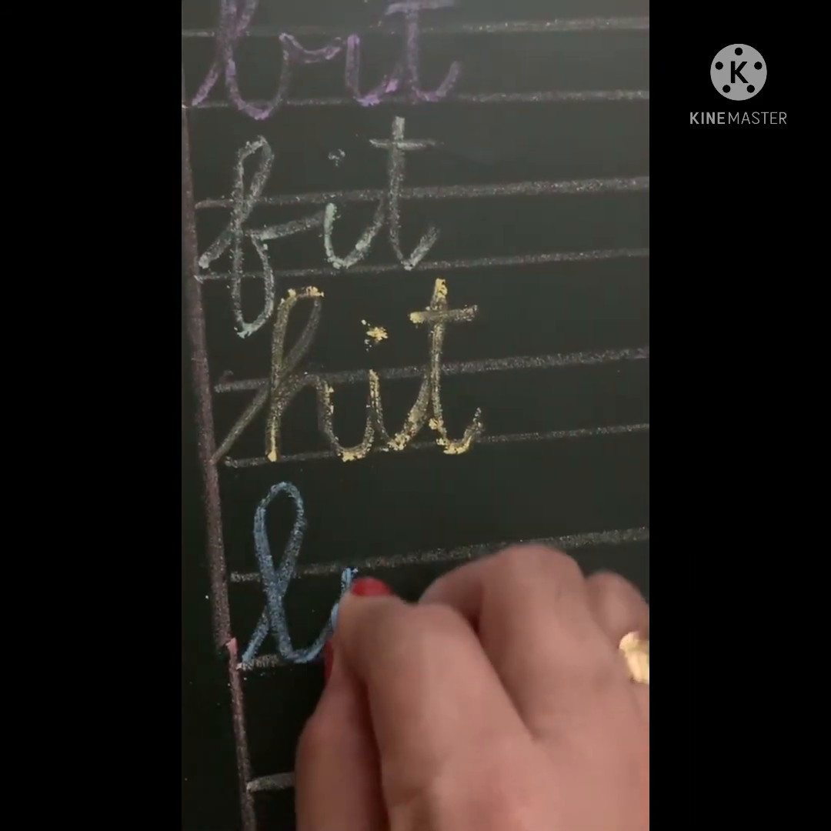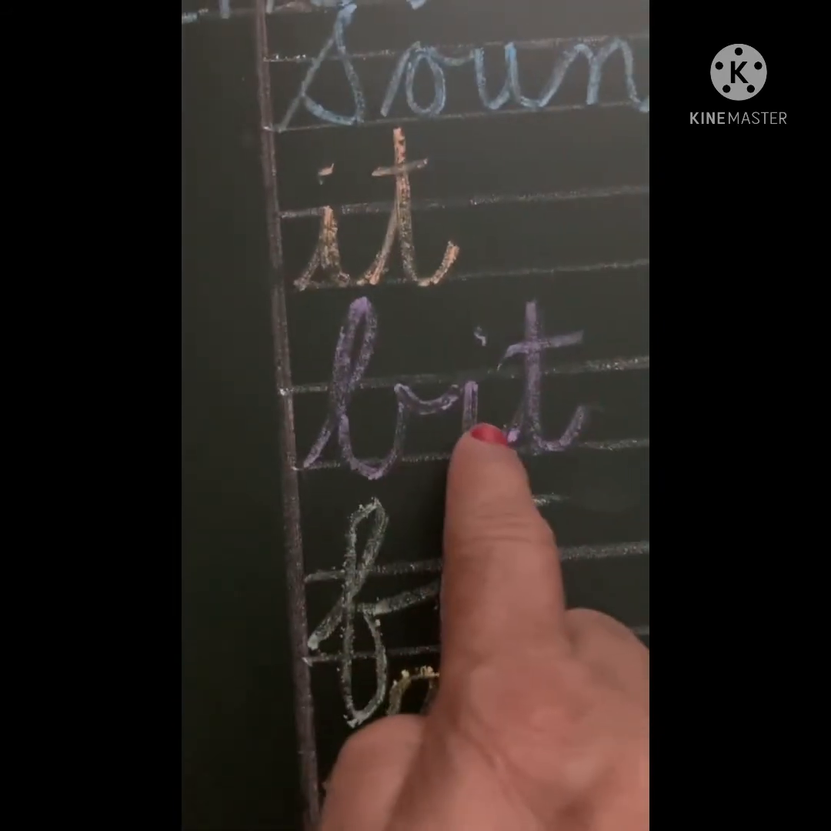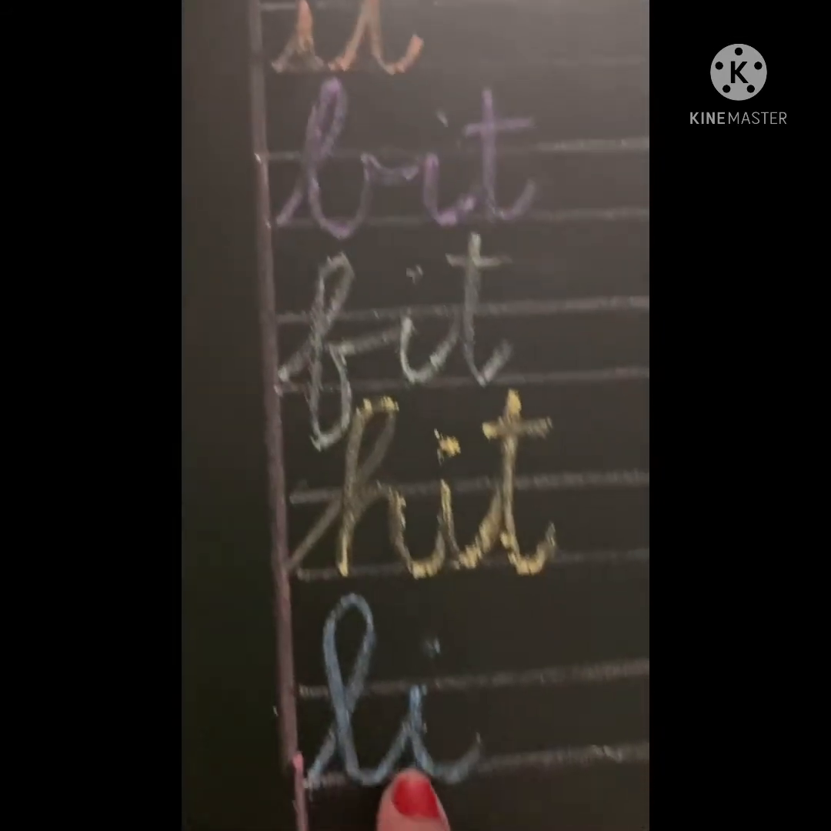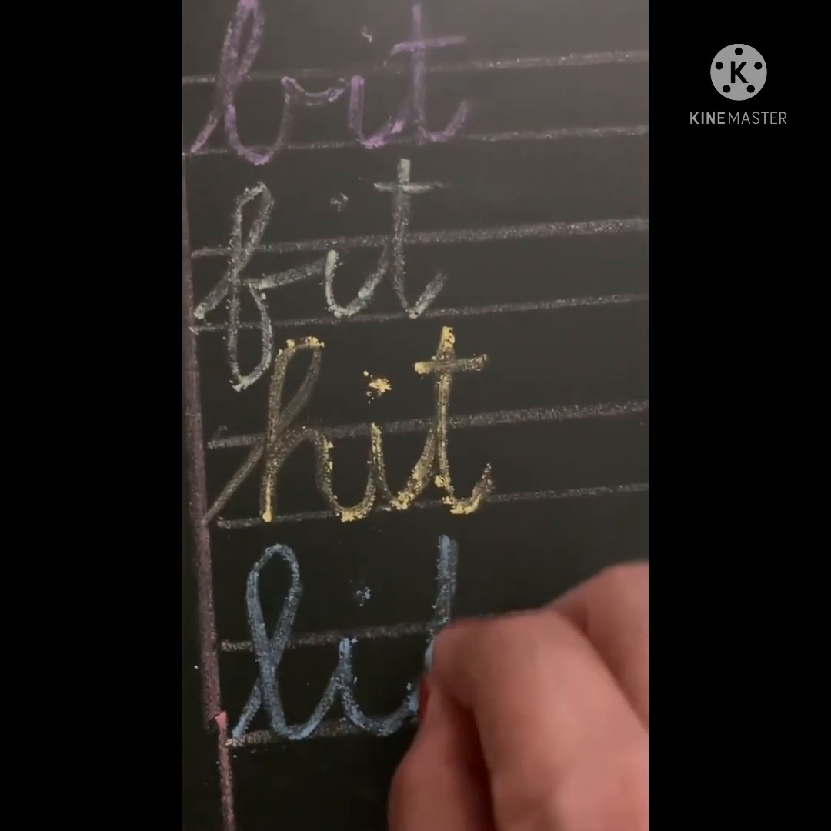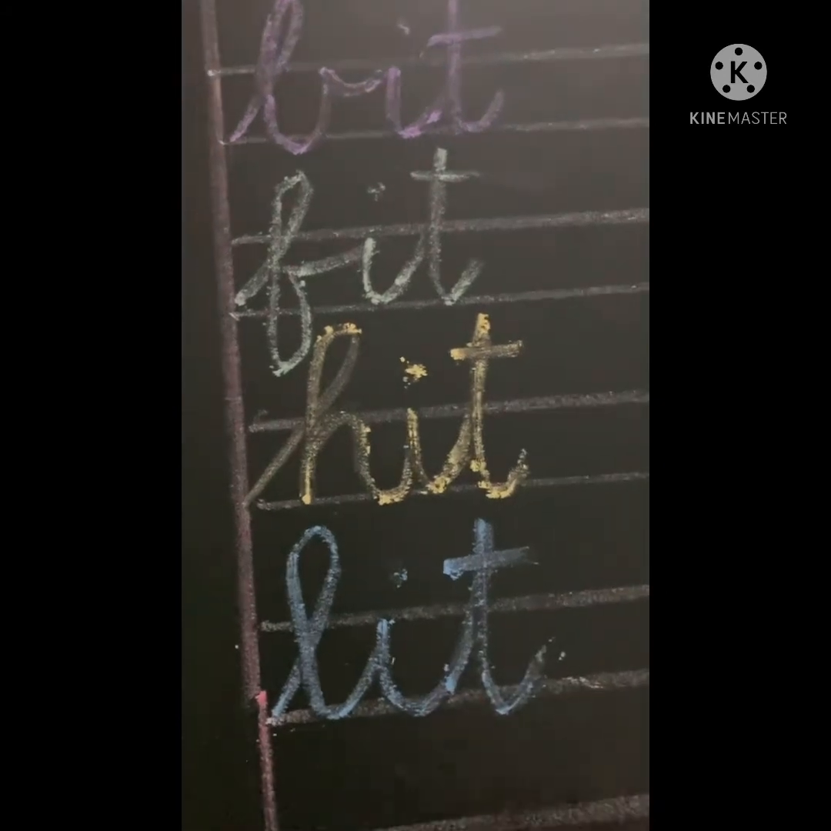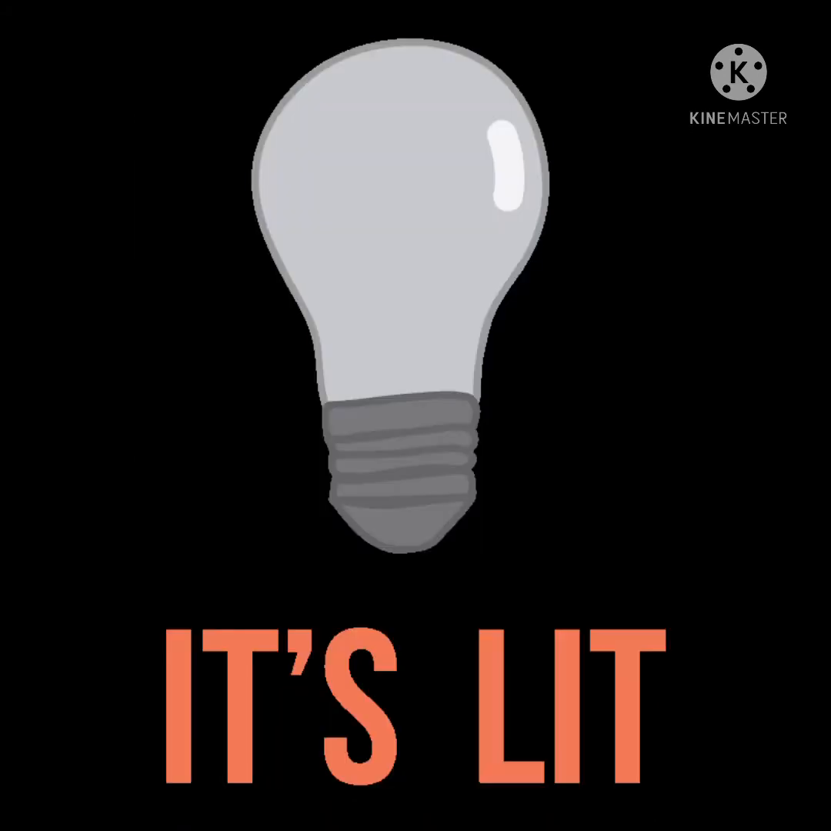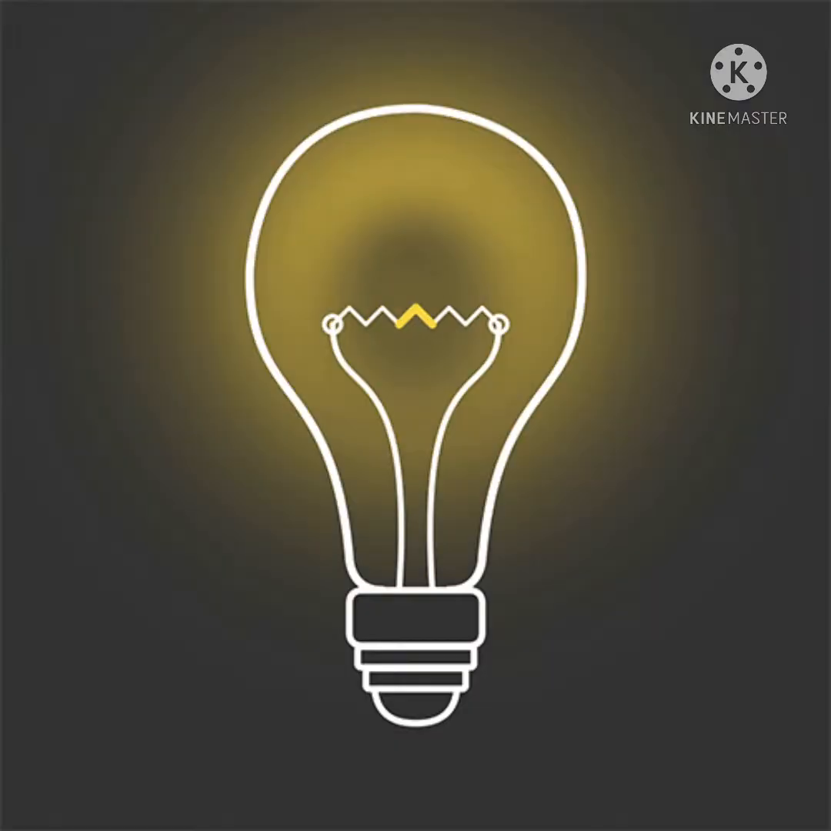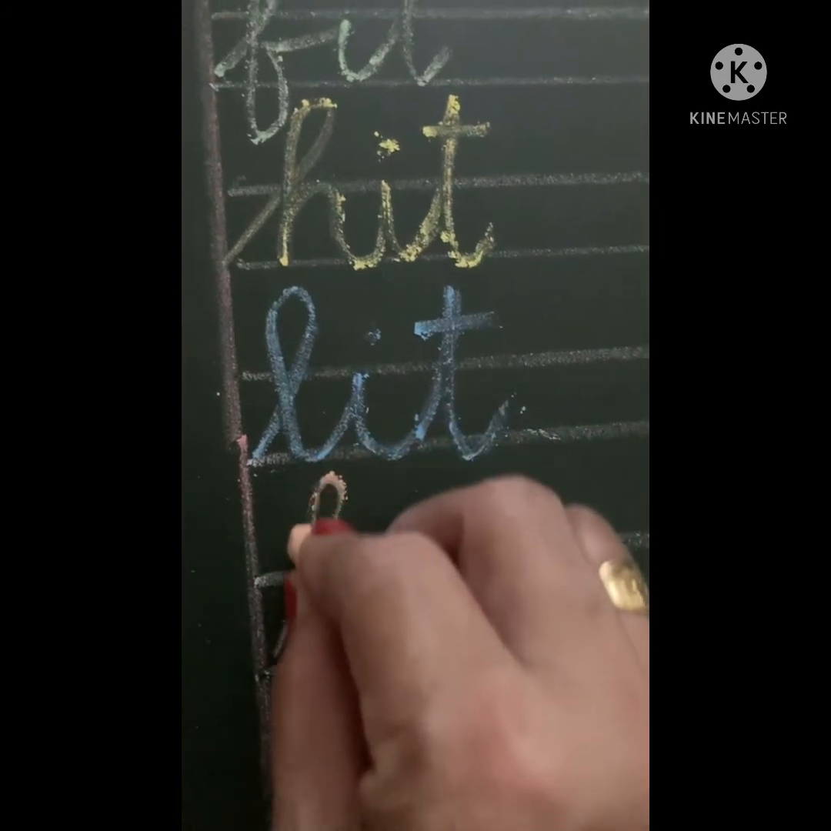Let's write down the next word, and it starts with L sound. Make proper formation. There is a little bit of difference between writing I with B and writing I with L. L, it, lit. We can light a candle to remove darkness. A bulb is lit.